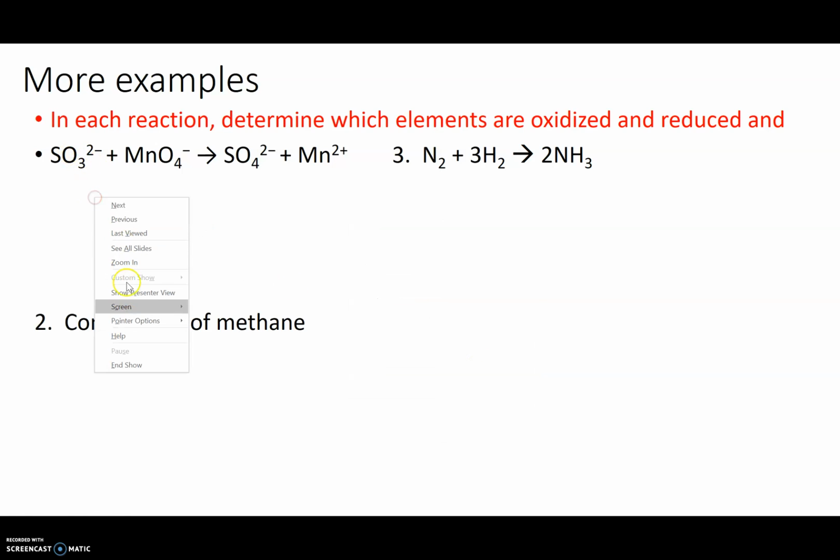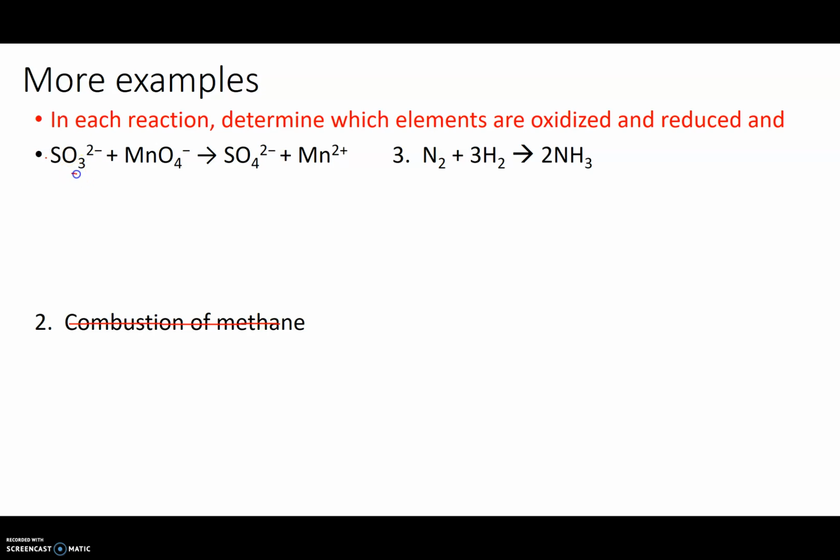So we have to figure out, in each case, what element in the reaction is being oxidized and what element is being reduced. And I'm actually going to skip the combustion of methane. I'm just going to do these because I'm going to run out of time and I want to keep this video short. So, again, we have to do the same thing that we did. We have to find the oxidation state of each element.